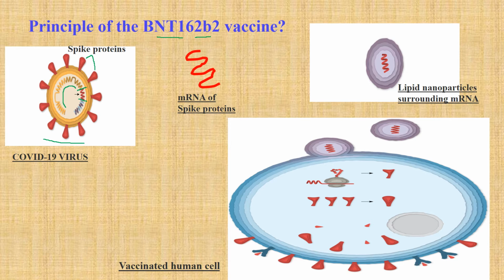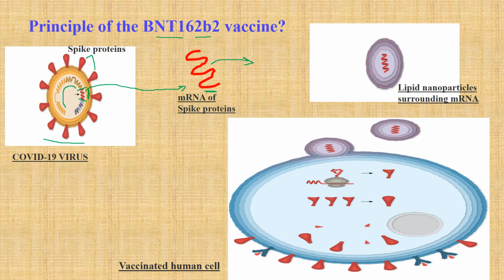So what the Pfizer company did was that they read the nucleotide sequence of this gene that codes for the spike protein and then produced the messenger RNA for that spike protein. So this red stuff here is actually the messenger RNA of the spike protein. Now, injecting this messenger RNA directly into our system will not work. The reason being that our enzymes are going to cleave and destroy this messenger RNA.